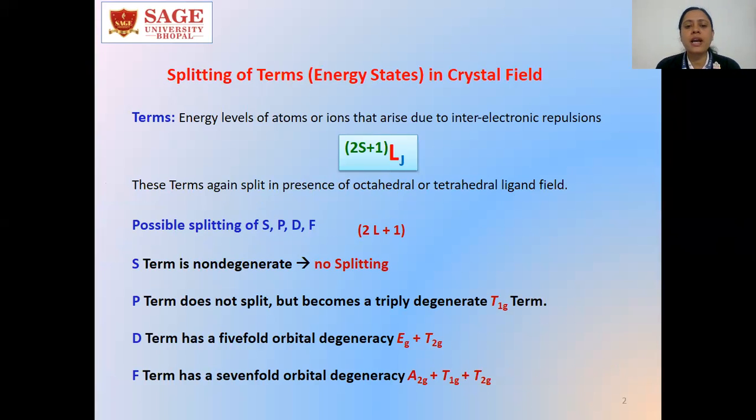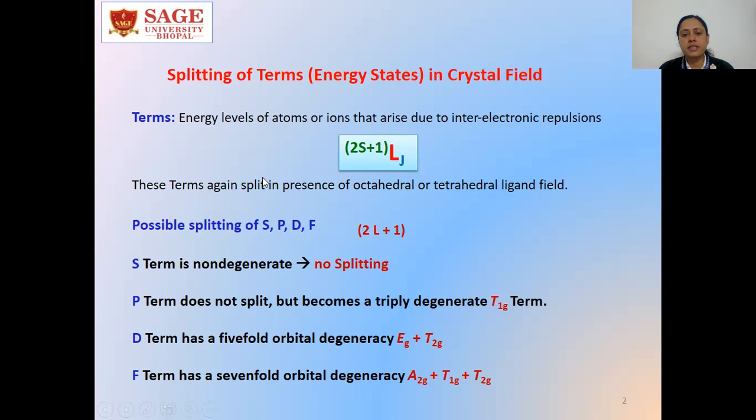Terms are energy levels of atoms or ions that arise due to inter-electronic repulsions. And the term symbol we represent as 2S+1 L J. 2S+1 is the spin multiplicity, L is the orbital angular momentum, and J is the overall angular momentum quantum number. These terms again split in the presence of an octahedral and tetrahedral ligand field.